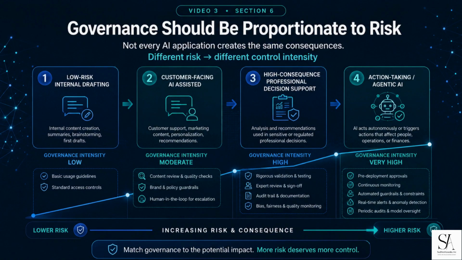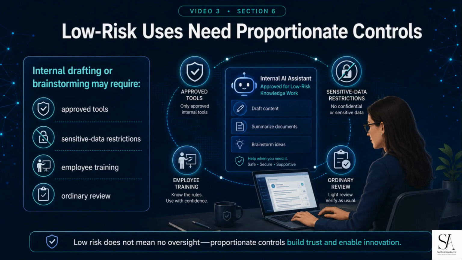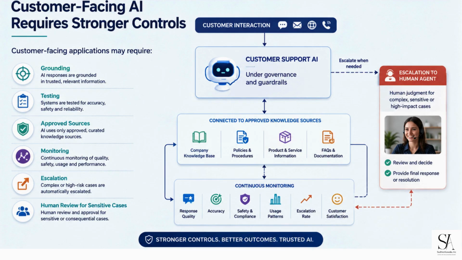Consider internal brainstorming or early-stage drafting. If the output remains inside the organization and a person reviews it before use, the potential consequence of an error may be relatively low. An approved tool, restrictions on sensitive data, employee training, and ordinary professional review may provide sufficient control. Customer-facing applications require more. An inaccurate response can damage reputation, misinform customers, reveal private information, or create other forms of harm. Grounding, testing, monitoring, approved information sources, escalation procedures, and human review for sensitive cases therefore become more important.